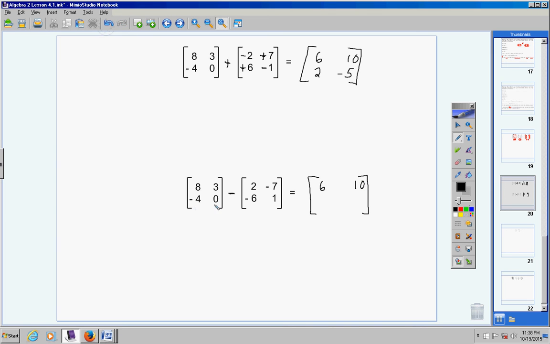Negative 4 minus a positive 6. Negative 4 minus a negative 6. Now you have two negatives here. That's the same thing as negative 4 plus 6. Alright? So negative 4 plus 6 is going to give you a positive 2. And then negative 4 minus 1 will give you a negative 5.